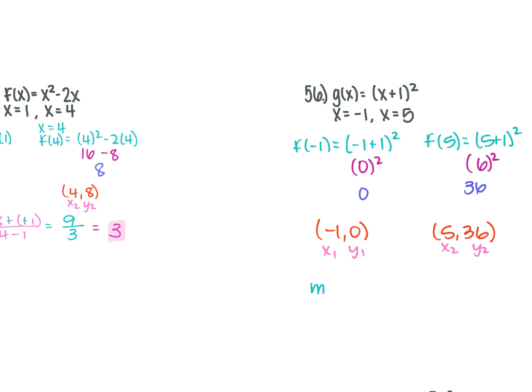So to find our slope, we're going to use 36 minus 0 over 5 minus -1. 36 minus 0 is 36. 5 minus -1 is 5 plus 1, which is 6. And 36 over 6 simplifies to be 6. So your average rate of change for this one is 6.